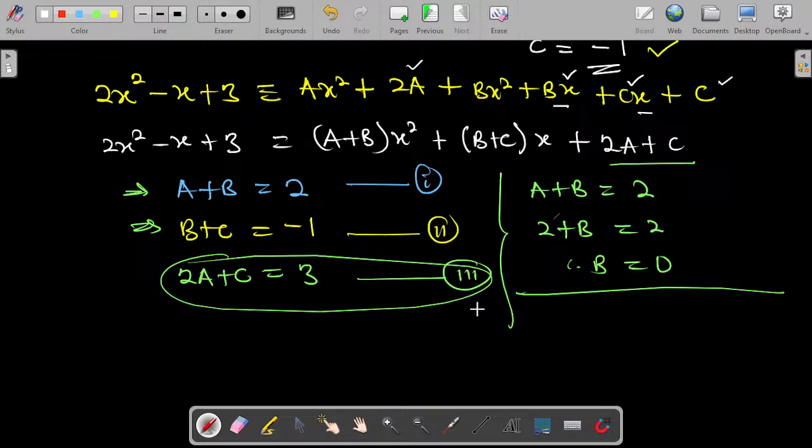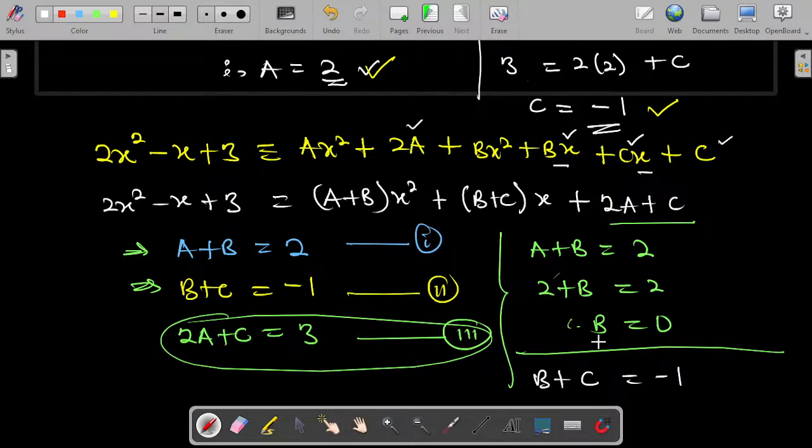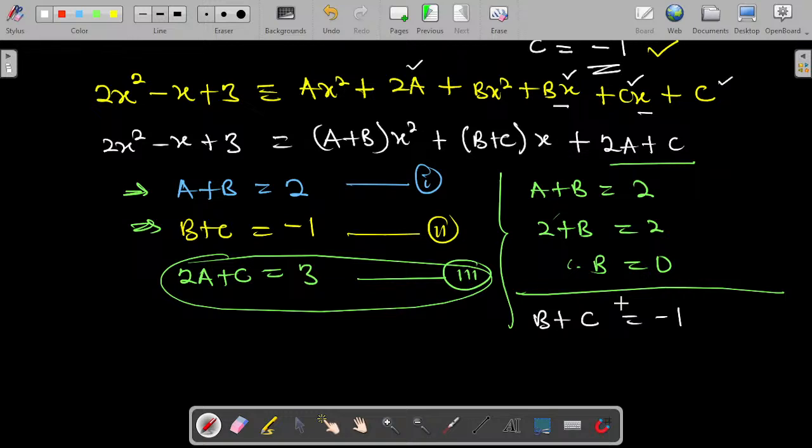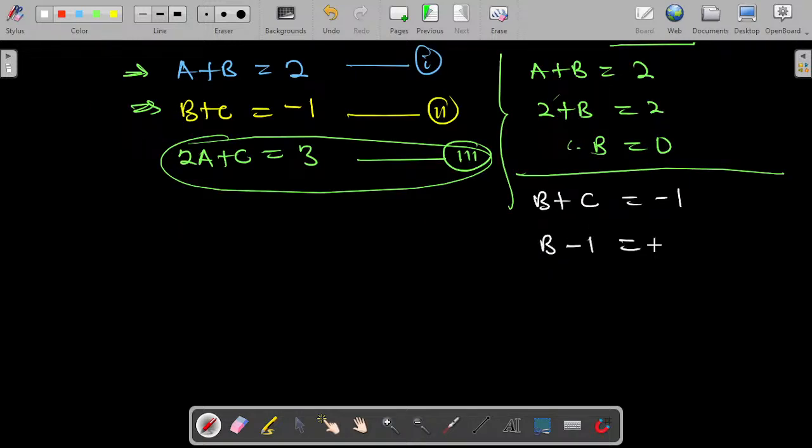Let's try it. If we use b plus c equal to minus 1, we already have our c, and our c is minus 1. See it here. If we substitute it here, we'll have b minus 1 is equal to minus 1. If I take this minus 1 to this side, it will turn to plus 1, and it will cancel this and still give me 0.